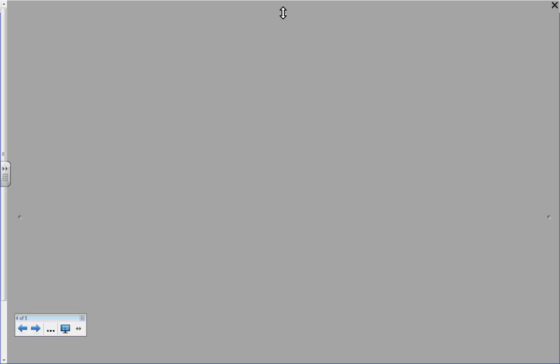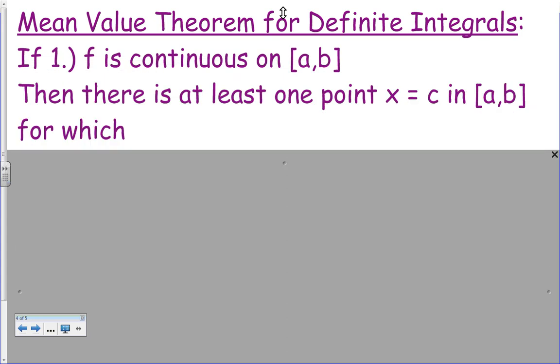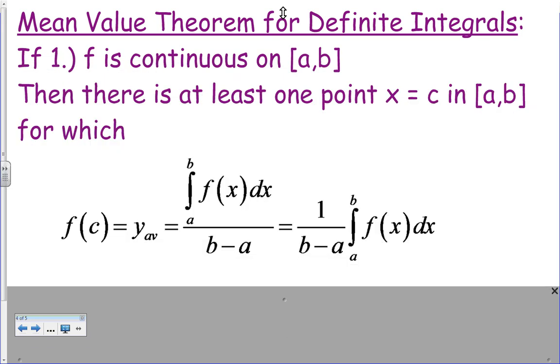And with that, there's one last thing that we should talk about, which is the mean value theorem for definite integrals. And there's one condition for this theorem. If you recall, we've talked about a mean value theorem for derivatives. And now this just extends it to definite integrals. It says, if f is continuous on a closed interval from a to b, then there is at least one point, x equals c, in the closed interval from a to b, for which f of c is equal to this average y value. So there's got to be at least one point where we are equal to this average y value.